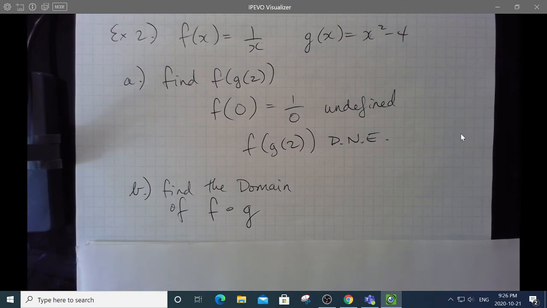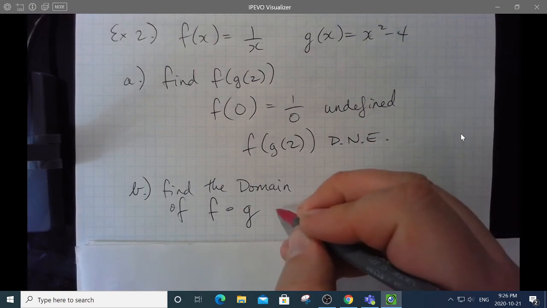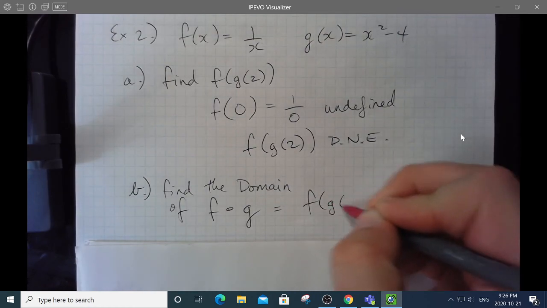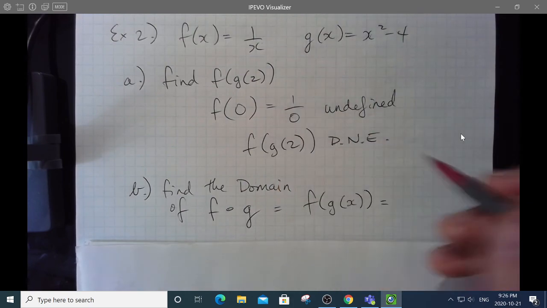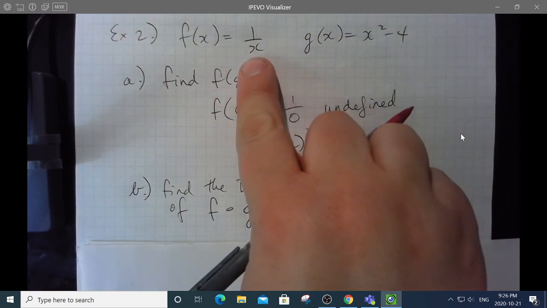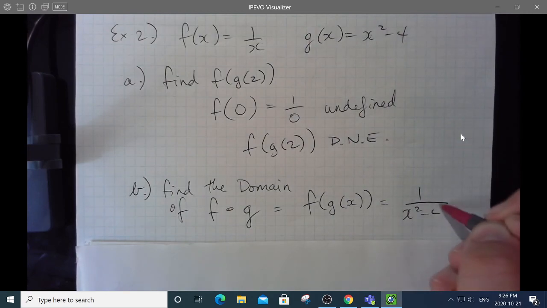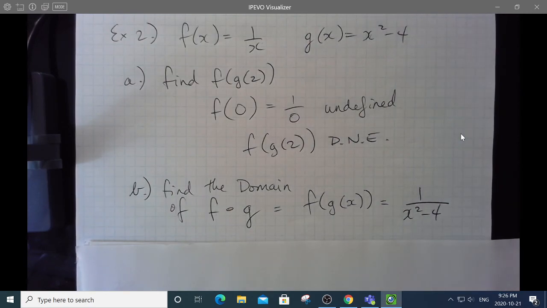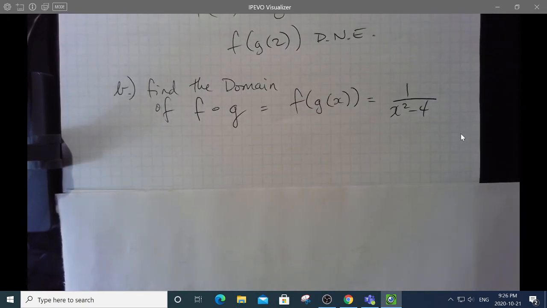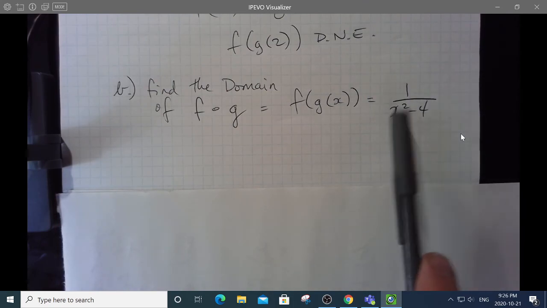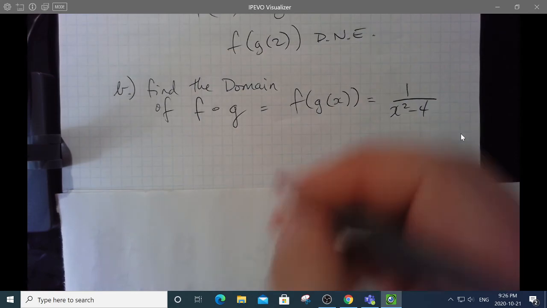How about B? Find the domain of f of g of x. Okay, well, let's see. f of g of x. So remember, f circle g means f of g of x. So f of g of x would be to put g of x into f of x. So that's going to be 1 over, and replace this x with x squared minus 4. So what's the domain of that? Now, do you remember how to do domains? You did this back in grade 11. Domain would mean, tell me all of the possible things x can be. There's 2 numbers x can't be, right?